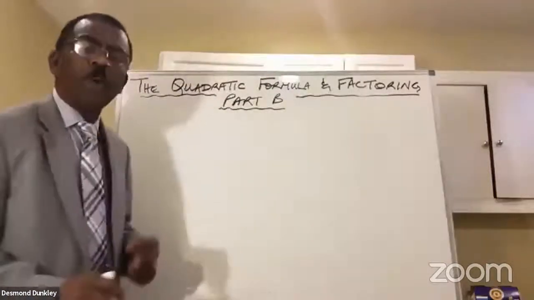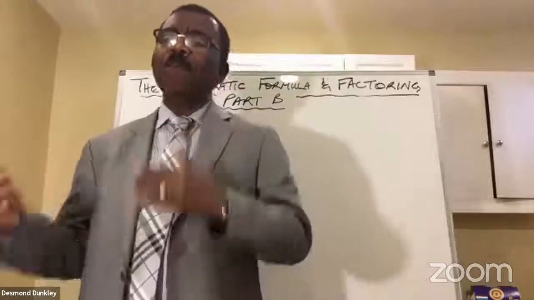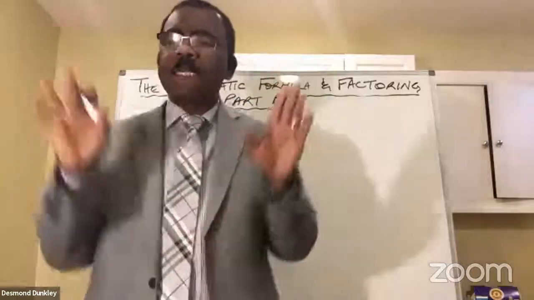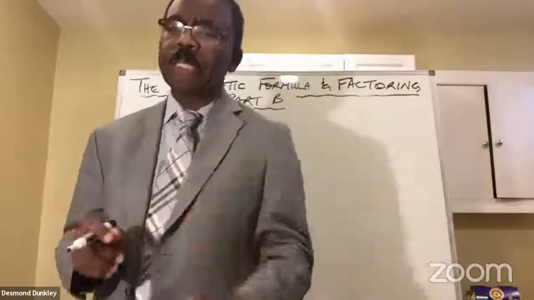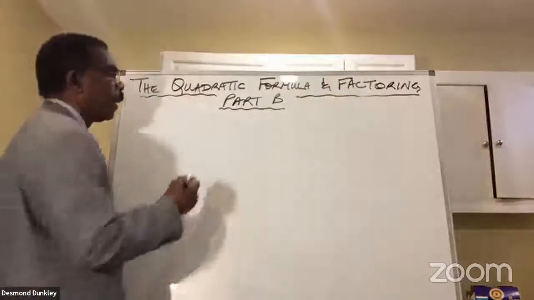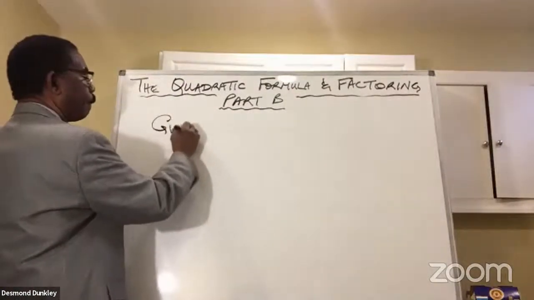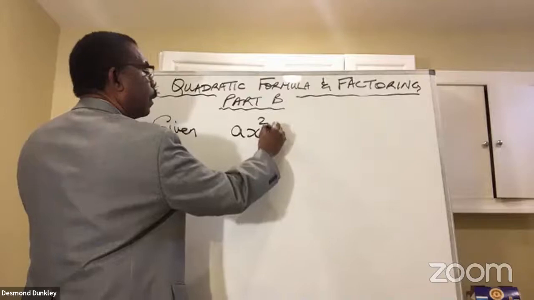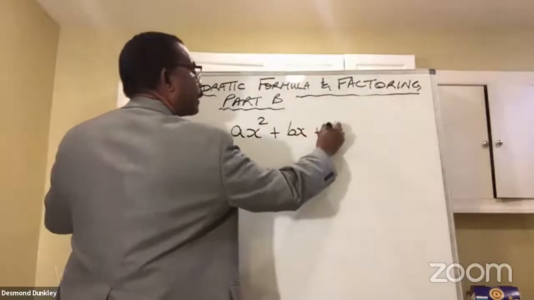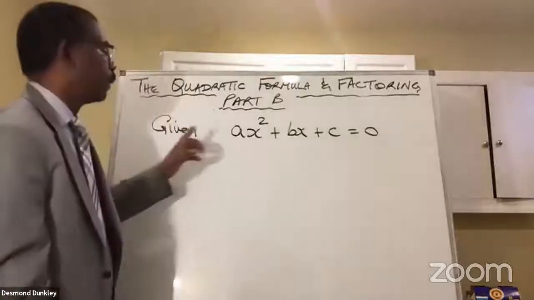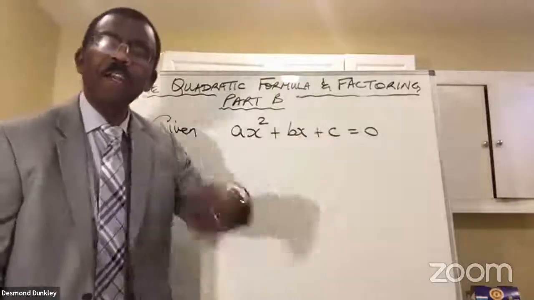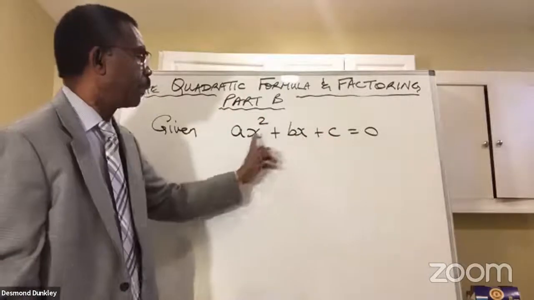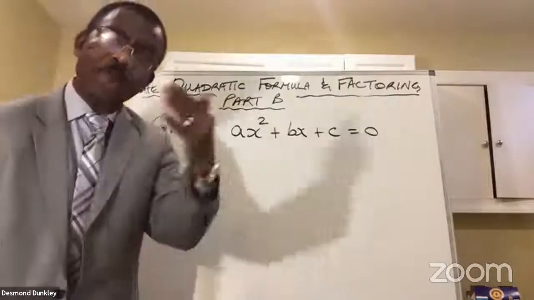Okay. The quadratic formula says any quadratic equation can be solved using the quadratic formula. There are no limitations. What does it say? If you're given any quadratic equation, ax squared plus bx plus c equal to 0, where a, b, and c are numbers. Your x is your variable, and it's to the power 2, so that's what makes it quadratic.